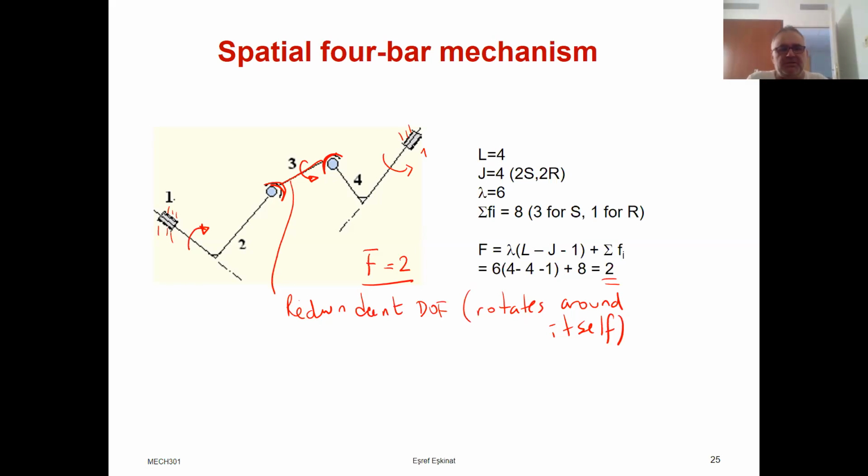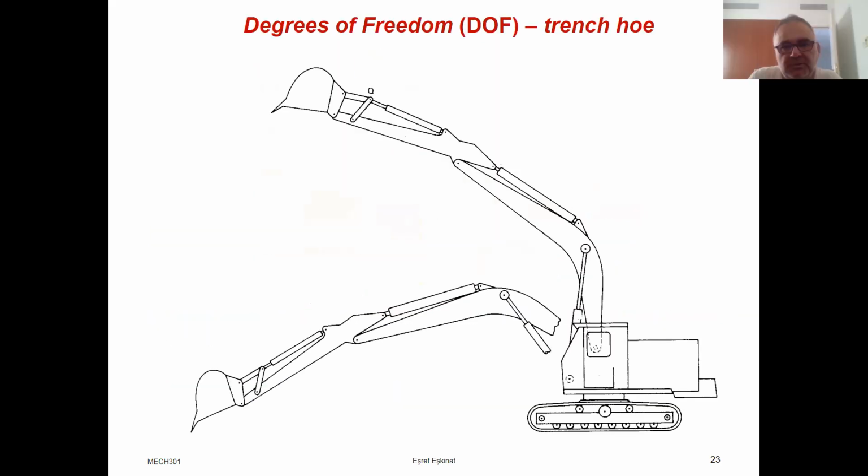And for this spatial four-bar mechanism, we need only one input to operate it. For example, for a robot, you need many inputs. For this one, we need three inputs, for example. So the degree of freedom is three. You have three pistons, right?